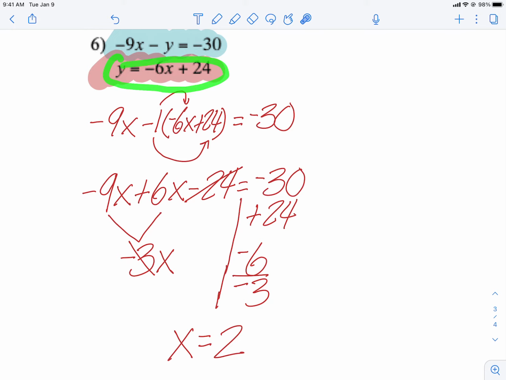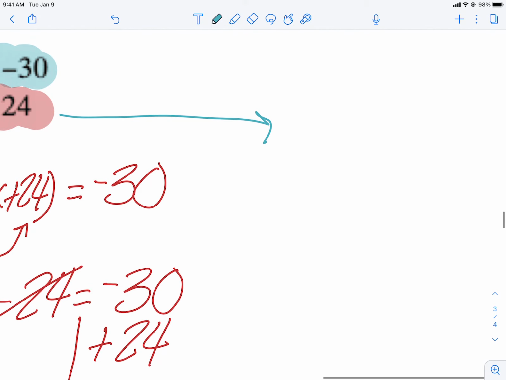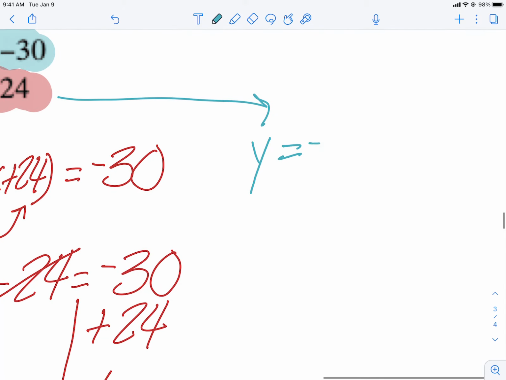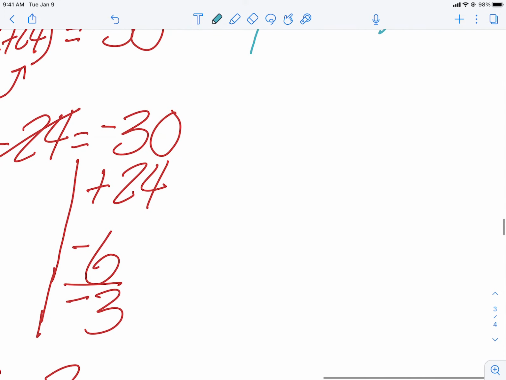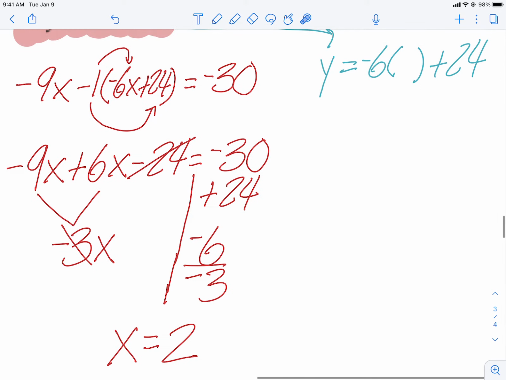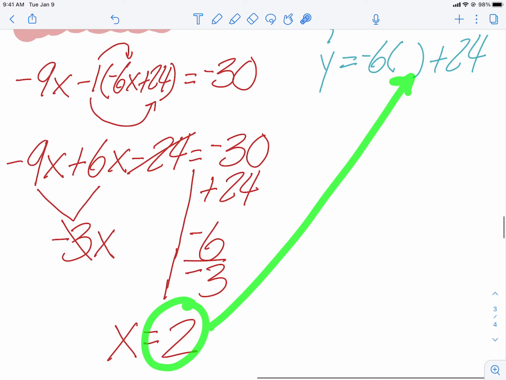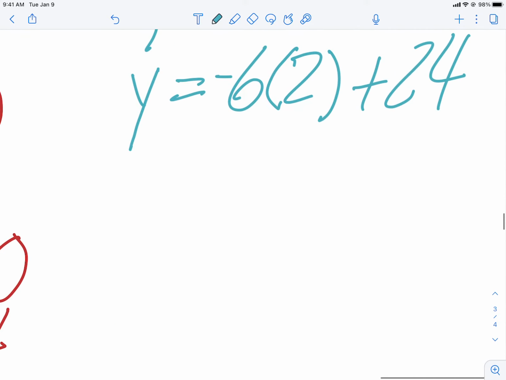Look, this already says y equals. So what I'm going to do is bring over that, and I'm going to say y equals negative 6x. Negative 6x, I'm going to put as parentheses, plus 24. And I know what's going to go in the parentheses is this 2 right here. Boom, right in there, because I know x is 2. There you go.